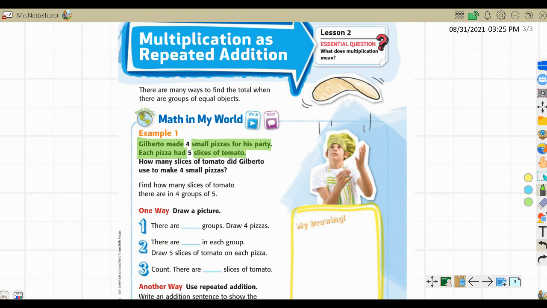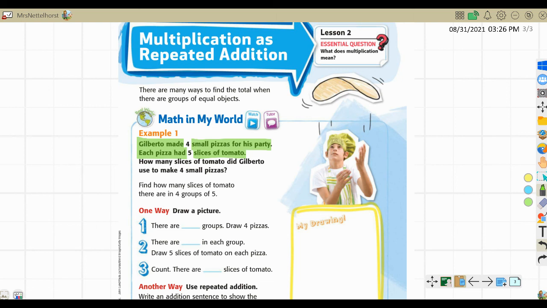Okay, so in our imaginations, we're going to give Gilberto some small pizzas, and we're going to put slices of tomatoes on those pizzas. We don't know how many yet, so get that in your imagination. Now let's look at the word problem. Gilberto made 4 small pizzas for his party. Each pizza had 5 slices of tomato. So now in your imagination, put 4 small pizzas out there for Gilberto and put 5 slices of tomato on each pizza.